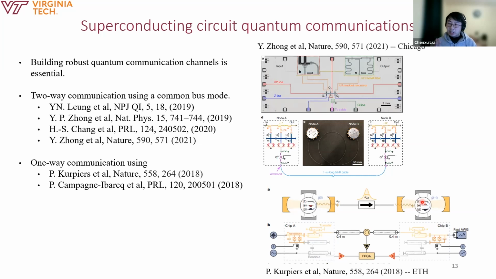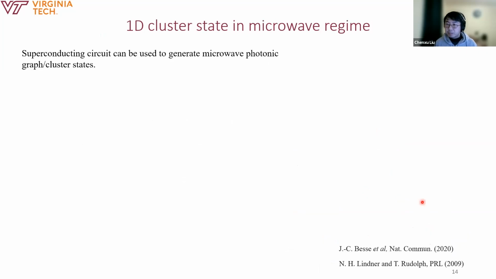So we think encoding the quantum information into microwave graph states is one of the options. Besides that, the microwave graph state is also very helpful for transduction of quantum information between different quantum systems. So it is very important to generate these microwave photonic graph states for these quantum communication tasks.